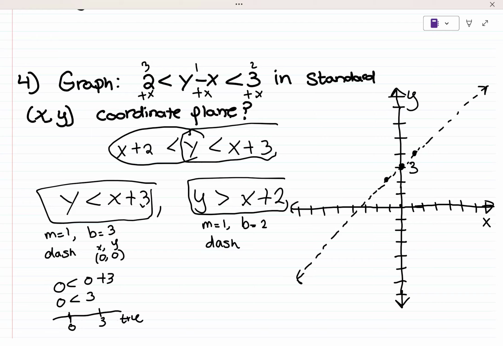We said that was true, so you're going to do a light shade down there. Because remember, you're going to have to erase stuff. So this is going to be, and then it's good to label it. So this is going to be y is less than x plus 3. Hey, let me use another color.